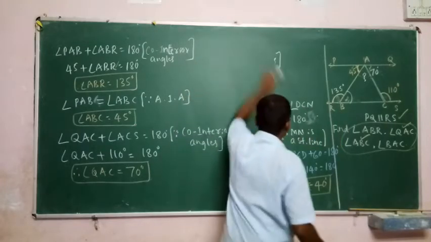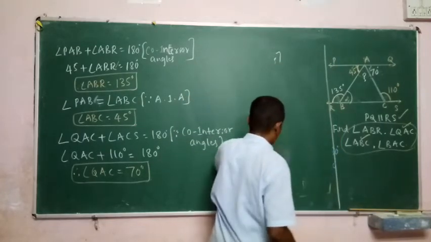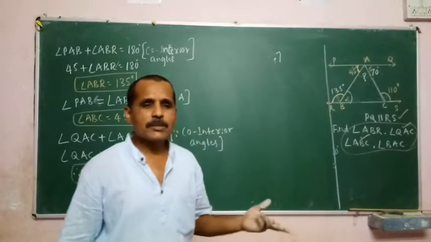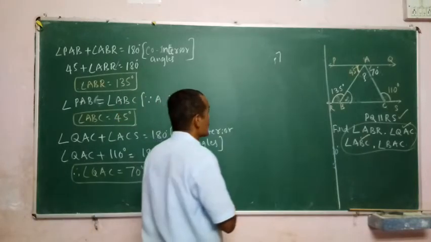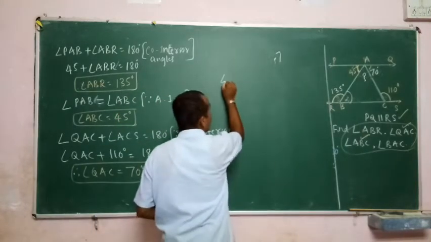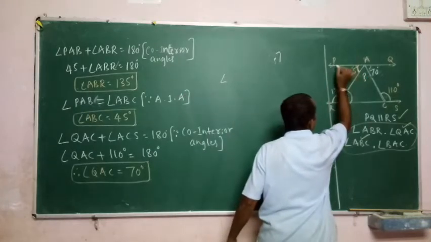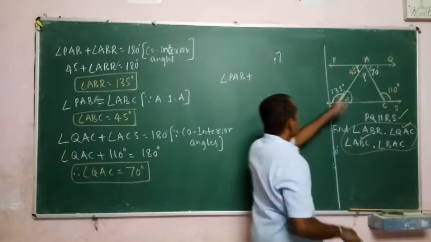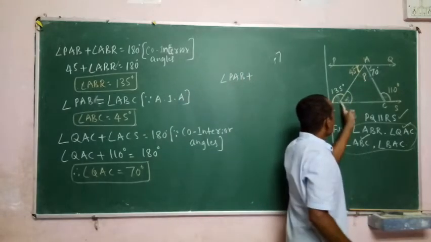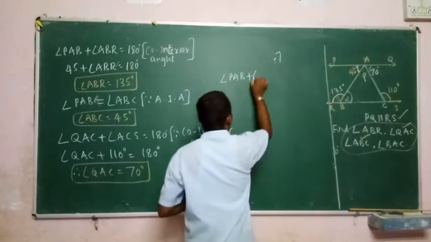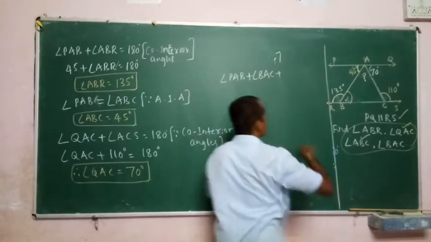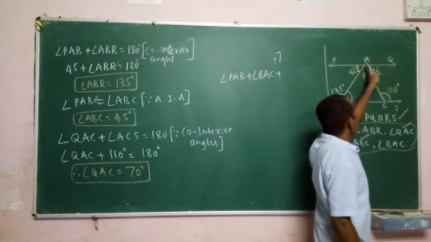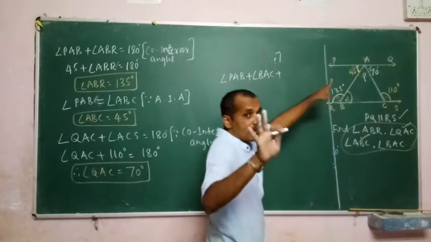I can find the last angle. My dear children, any angle can be found using the properties of the parallel lines and a transversal. Come on. I can write angle PAB plus angle BAC plus this angle. How to write this? QAC or CAQ, one and the same, but A should come in the middle.